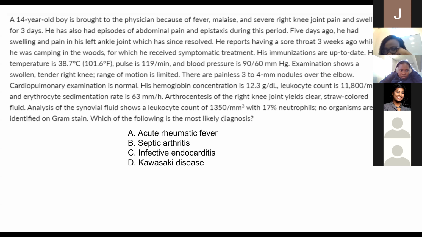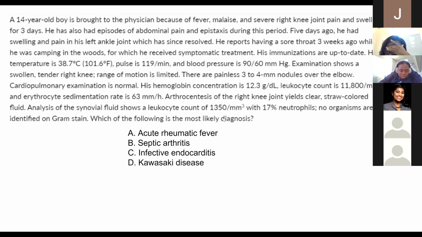ASO, perfect, exactly. What does ASO stand for? Anti-streptolysin, I don't think that stands for anything, but yeah, perfect, exactly. So don't get thrown off by no organisms are identified on Gram stain. Of course, they're not going to be identified. He had the sore throat 3 weeks ago, but they bring up antibodies. He should have anti-streptolysin O, right? So this is acute rheumatic fever.